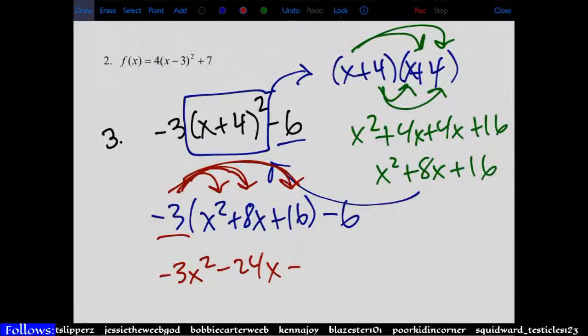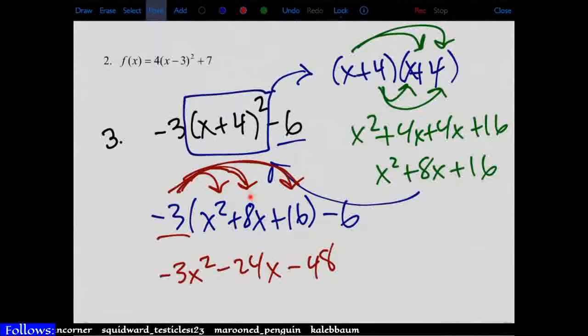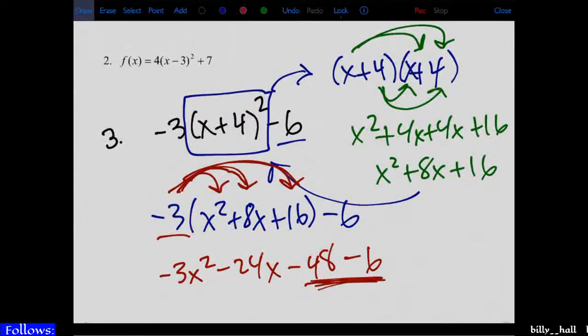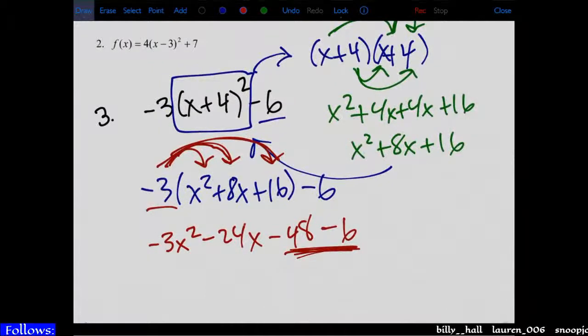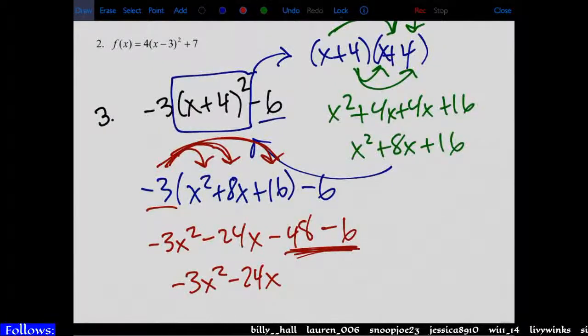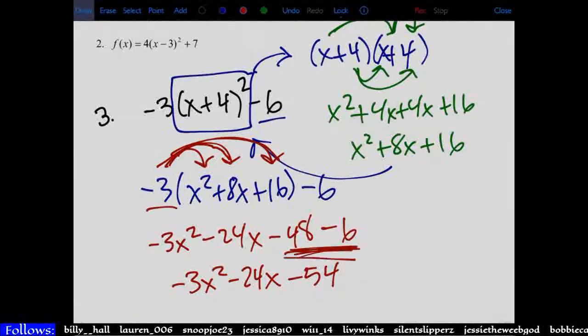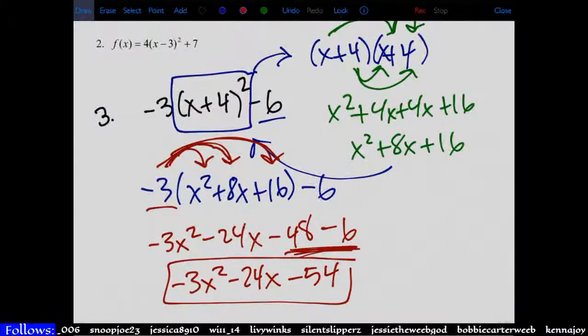Come on. Alright, -3 times 16 is -48. So that's distributing the -3 into that. And then we've got this -6 we still got to tack on there. We need a -6 there. And then we can combine these guys right here. So when we combine, we get -3x squared minus 24x minus 48 and -6 make -54. Boom, you are now in standard form.